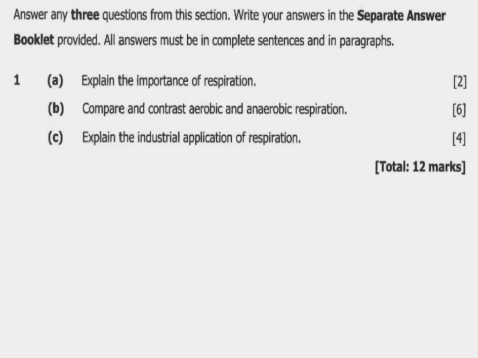So we have 6 marks. So we are going to divide it into 3 marks and 3 marks. 3 marks for comparing and 3 marks for contrasting. The last question, explain the industrial application of respiration. So let's start answering the questions.